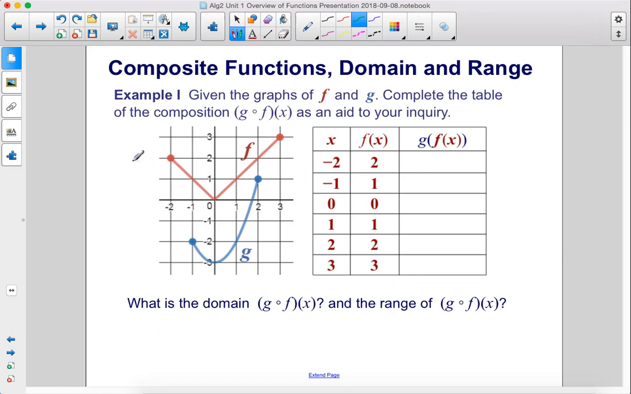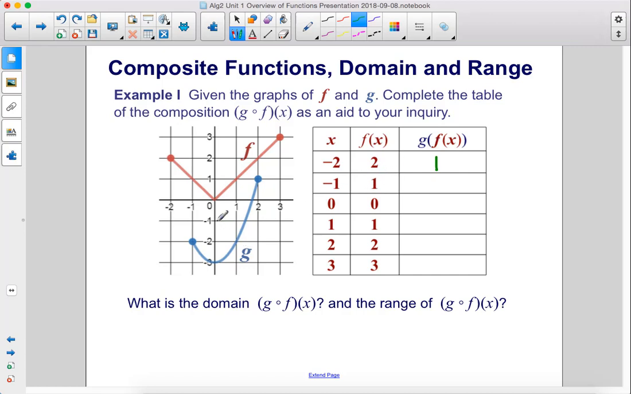Example I. Given the graphs of f and g, complete the table of the composition g of f of x as an aid to your inquiry. All right, so when x is -2, f of x is 2. G of 2 would be when x is 2, g of 2 is 1. So all we have to do is take this value and plug it into g.